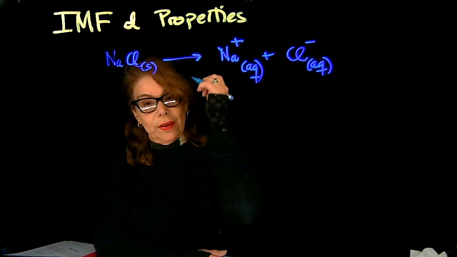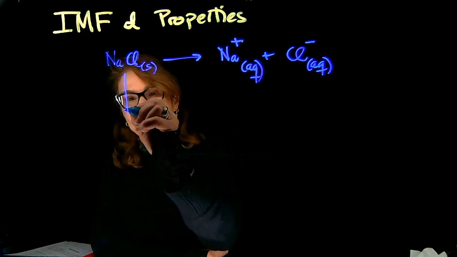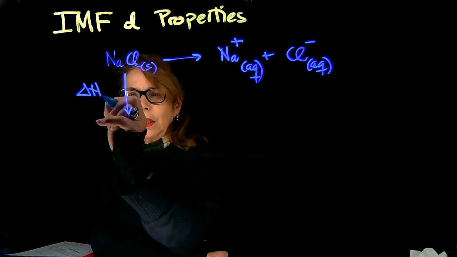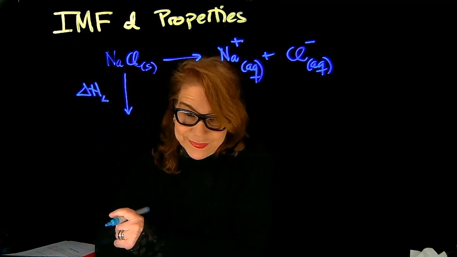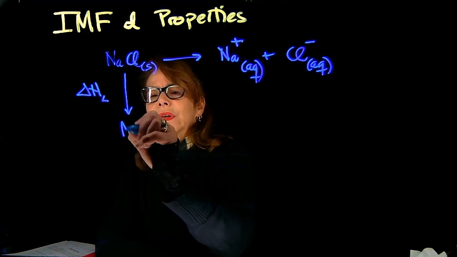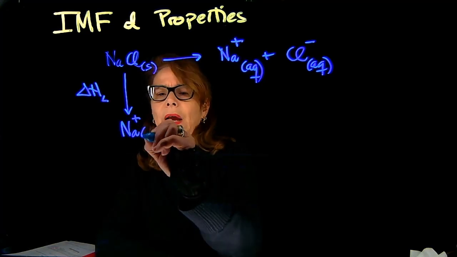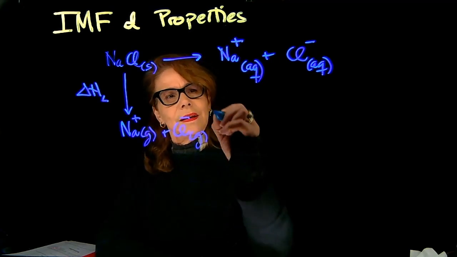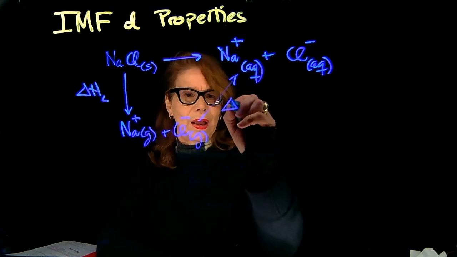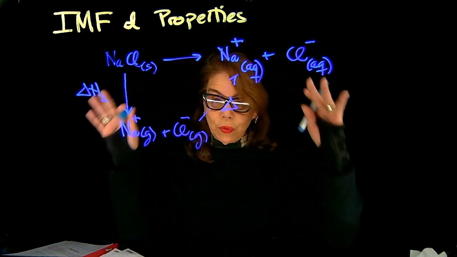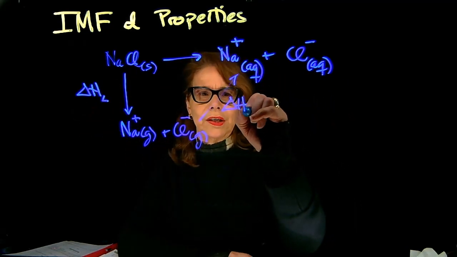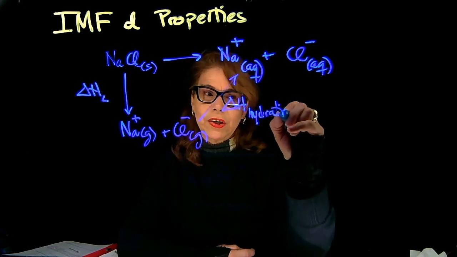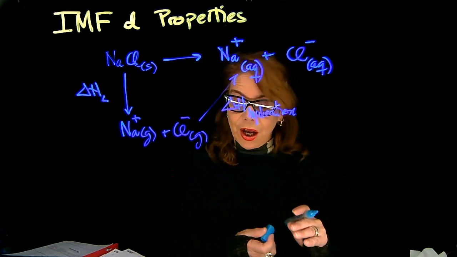We're going to divide the problem in steps. One step here is breaking the crystal lattice, and this is going to cost me some energy. This is going to split this into ions, sodium gas and chloride gas. And they might need to be solvated, meaning surrounded with water molecules. This is delta H of hydration if it is in water. In general, you would say delta H of solvation.